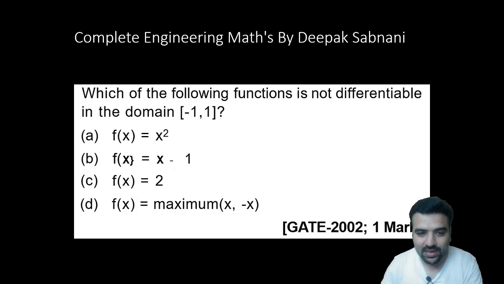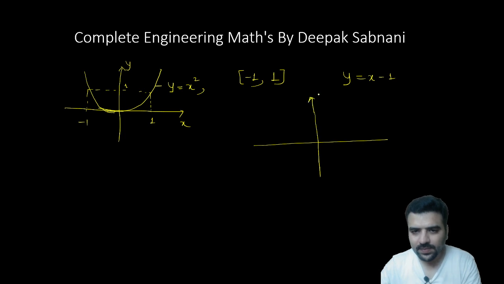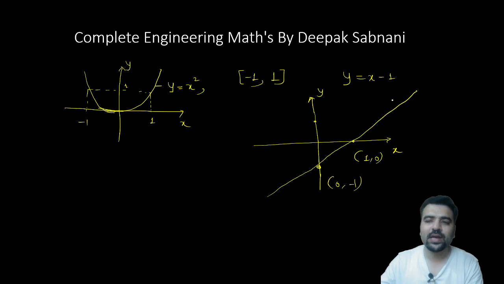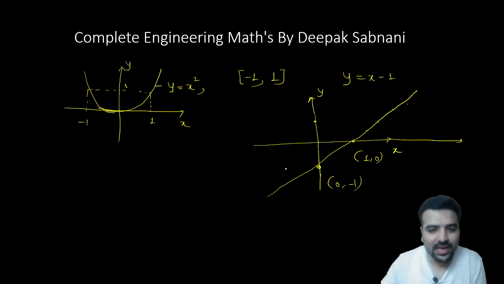Then if I move to y equal to x minus 1, y equal to x minus 1 means when x is 0, y is minus 1, and when y is 0, x is 1. So this line will be this line. And you can see the line has a slope of 1, that is 45 degrees. The slope is 1, and whatever point you check, not even just in minus 1 to 1, everywhere it is differentiable. Even y equal to x square is differentiable everywhere.